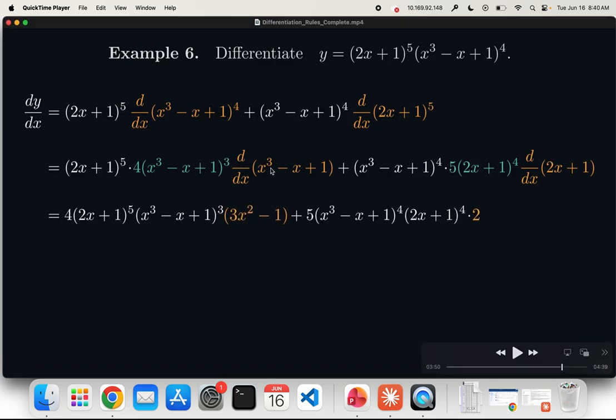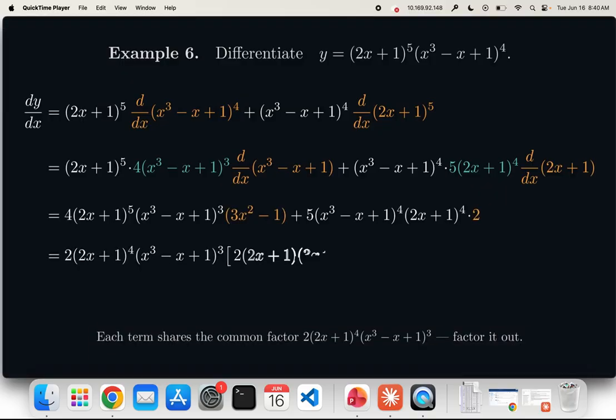So to differentiate this is differentiate the inside of the chain rule earlier, is 3x squared minus 1. And differentiating this, it's just 2, right? This is 0, so it's just 2. And then we just combine everything.